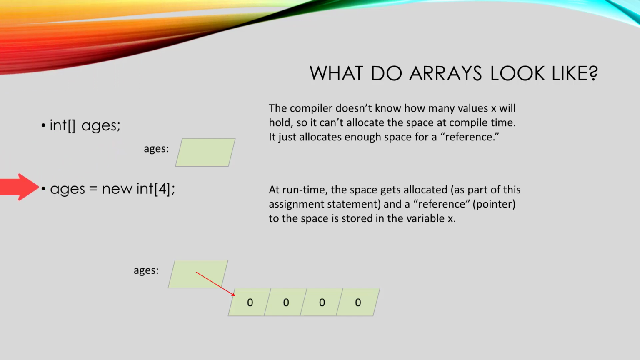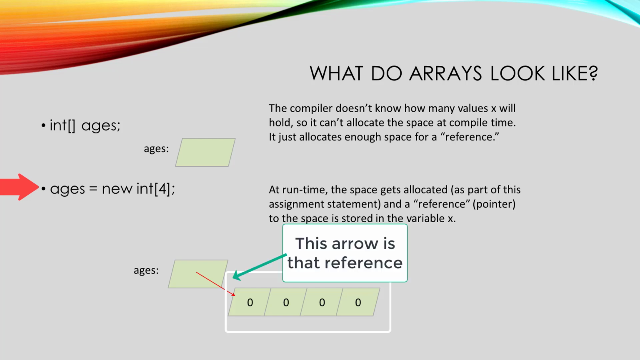Right. When we use the new statement, that allocates space in memory to hold the right number of values. The new statement evaluates to the memory address of that space, and we store that address, that reference, into our array's memory location. When we go to access a position of the array, the compiler will get the address and then go to the requested offset from there.